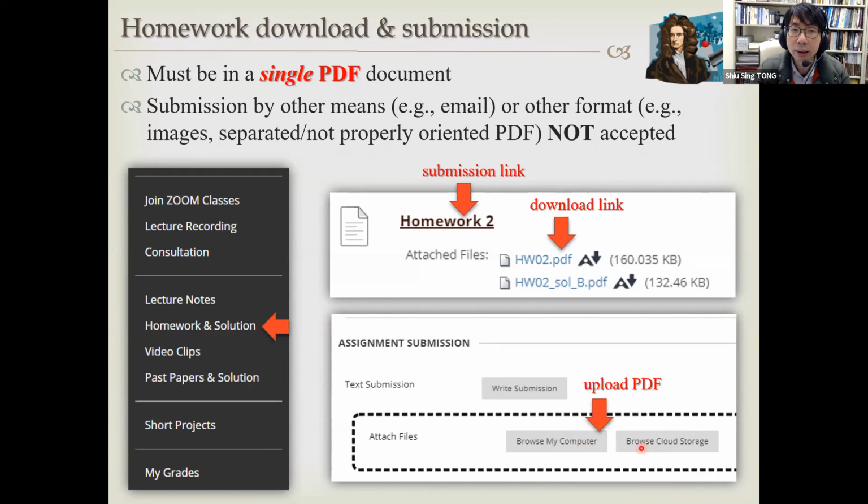Okay. And other means of submission, by email or other formats, are not accepted. If you submit by email to me, I will tell you to go to the website again, because I'm not here to collect your homework. Otherwise, if all of you send the homework to me, then I cannot handle so much homework, and I will lose some of your work. So that is not a good way to do. So please do it all on the blackboard. Okay. If you have any problem in doing it from the blackboard, please let me know.